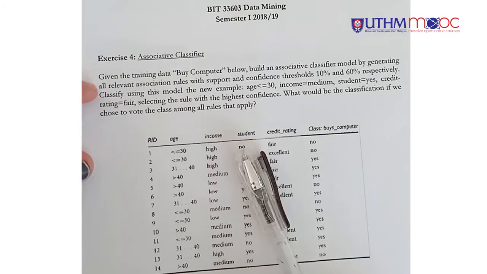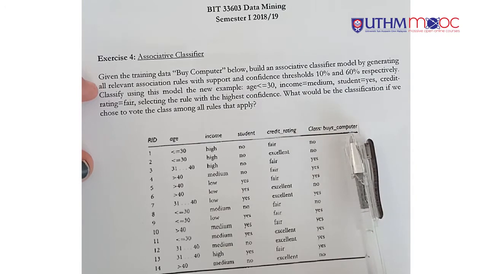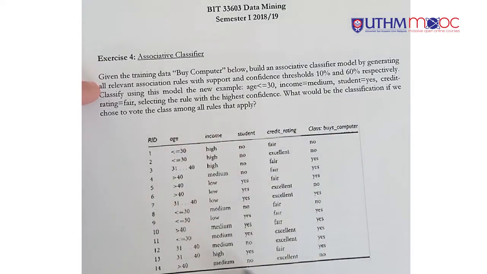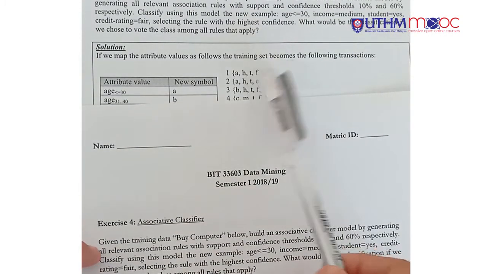He is not a student, and the credit rating is fair. And finally, he will not buy a computer. So basically, you take every row or transaction, and we represent it in this form.